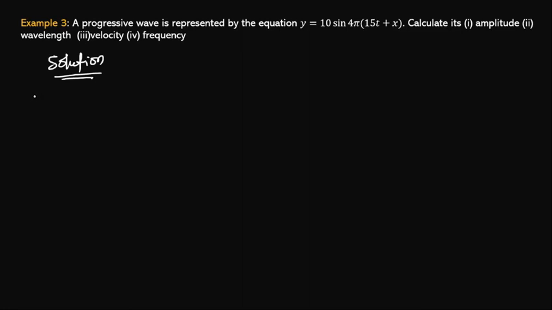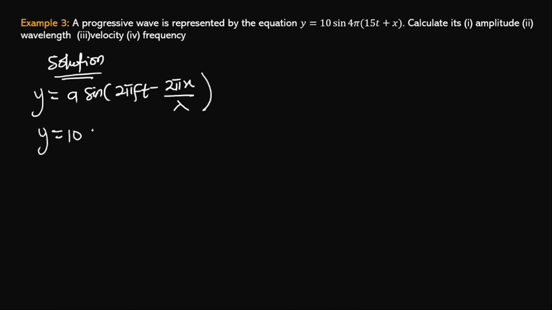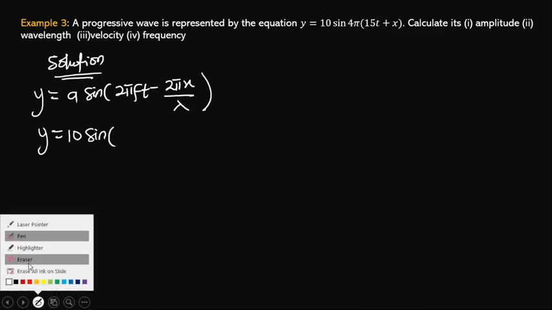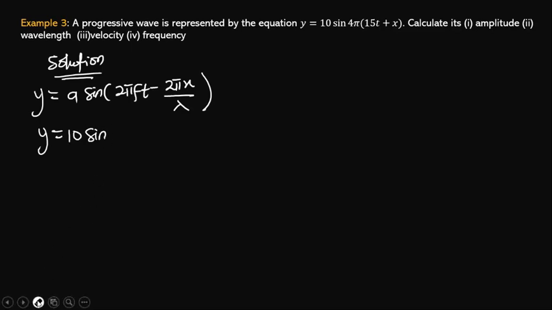So we have the progressive wave equation. We know it is y equals a sine into bracket 2 pi ft minus 2 pi x over lambda. So the one we are given is y equals 10 sine 4 pi into bracket 15t plus x. Now if we look at this, we realize it is not exactly in the form of the general progressive wave equation, because we have the pi outside, so we need to expand this.